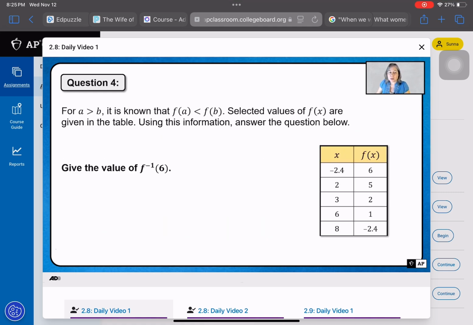So question 4. For a bigger than b, it's known that f of a is less than f of b. We have selected values of f given in the table. We want to use this information to answer the question below. Pause and see if you can figure out what the answer is.